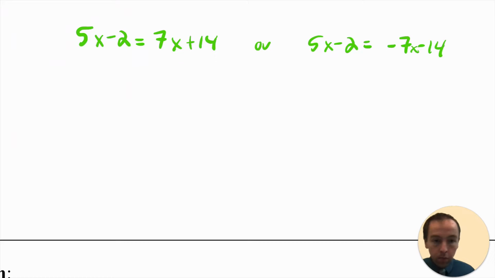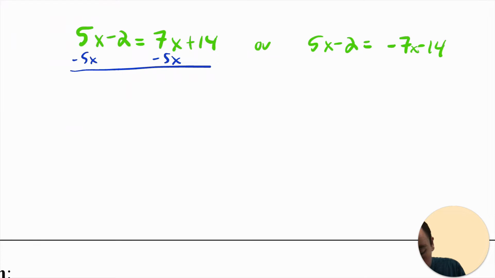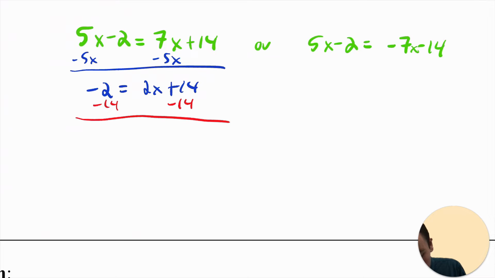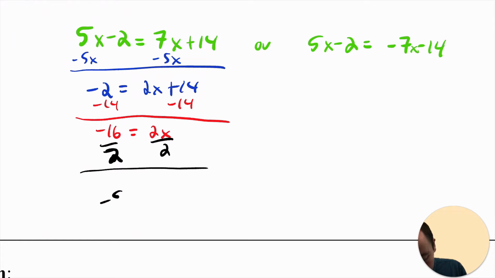Now you can just solve both of these equations. So I'll go to the first one. I'm going to go ahead and subtract 5x from both sides. That's going to yield us negative 2 equals 2x plus 14. And then from that one, I'm going to go ahead and subtract the 14. That's going to give us negative 16 equals 2x. And then finally from there, I'm going to divide by 2. And that's going to give us our final answer of negative 8 equals x there.